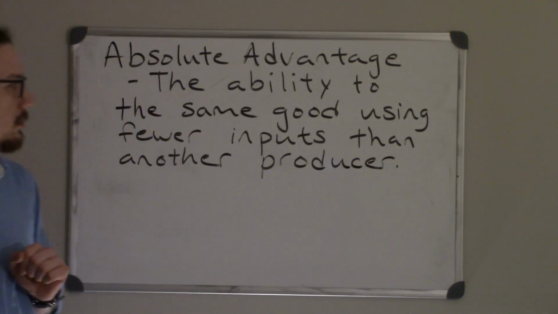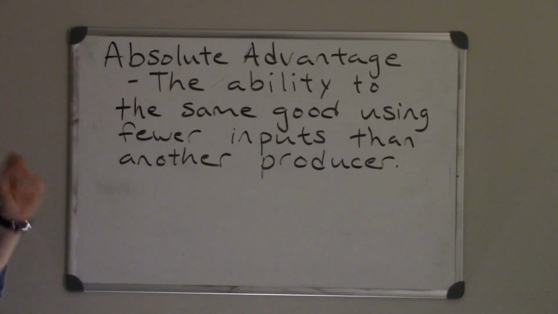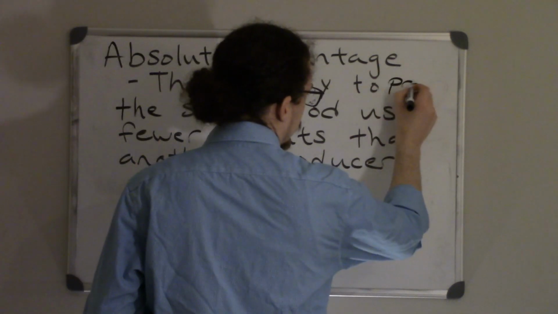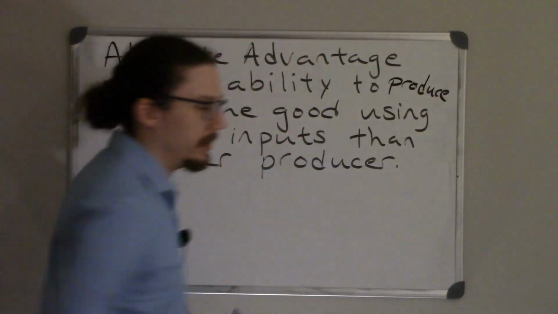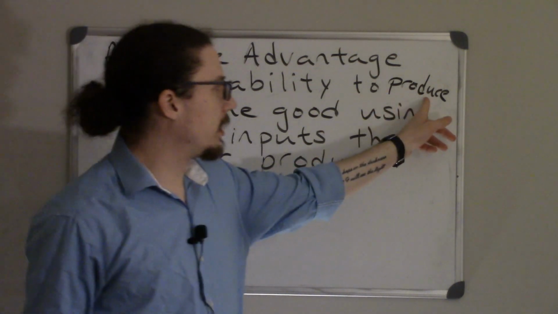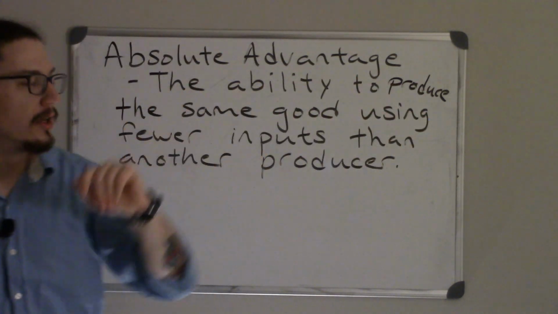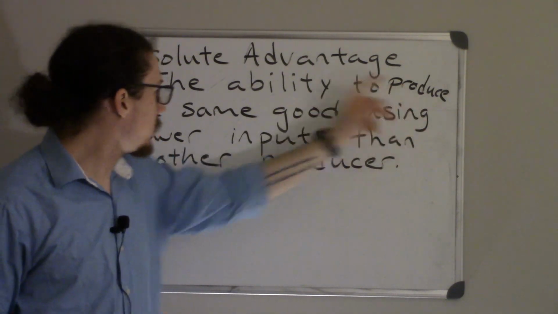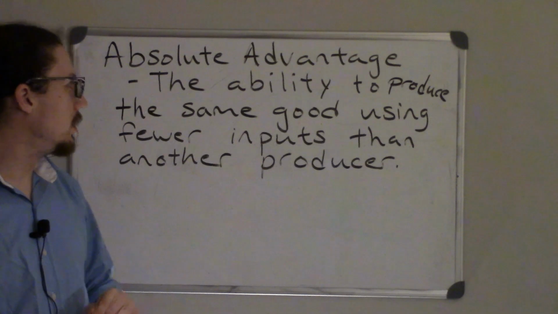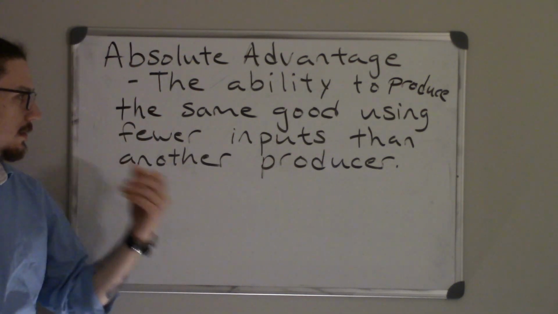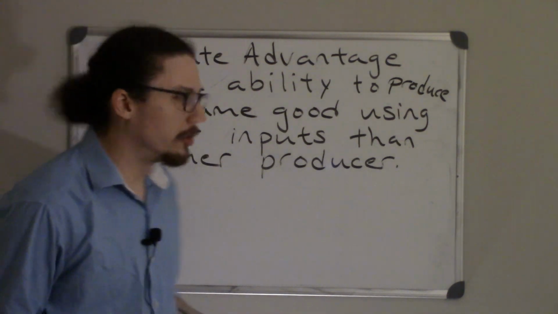All right, so the absolute advantage is the ability to produce the same good using fewer inputs than another producer. All right, so if you wrote this down while I was writing it down, I don't know if I was blocking it the whole time or not. I left out produce here, so it should be to produce the same good rather than to the same good. All right, so the ability to produce the same good using fewer inputs than another producer.